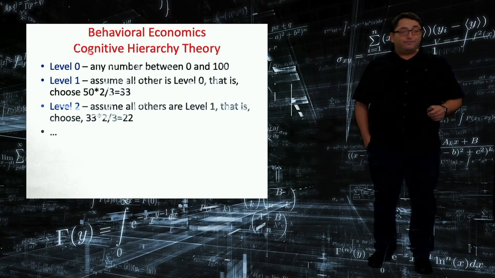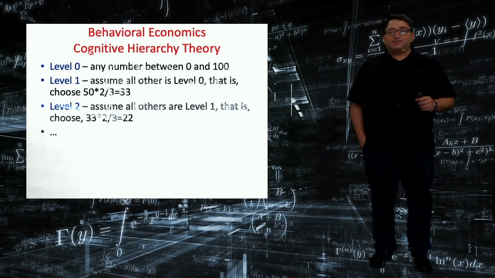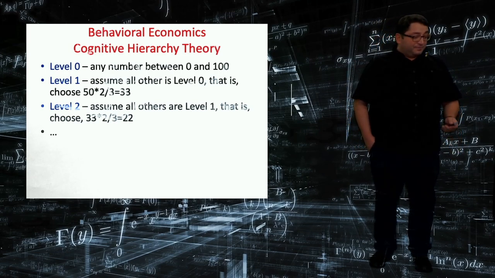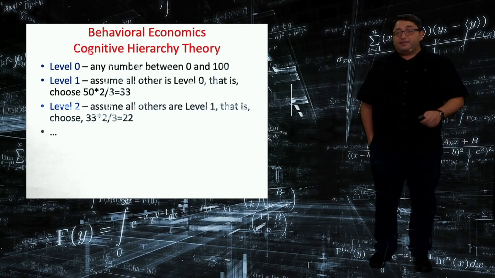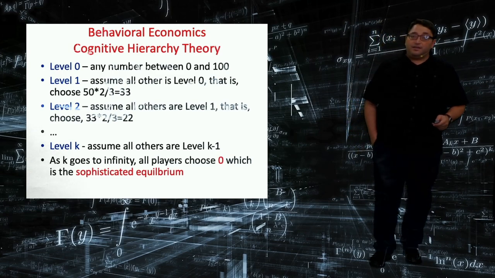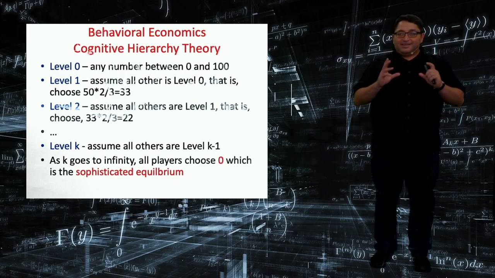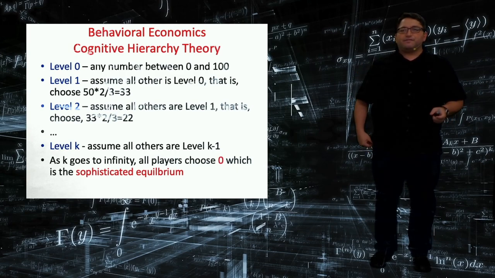A couple of days ago, I had a game theory class, and the winning number was exactly 22. So the second level of rationality was perfect in order to win this game. So what about the standard answer according to iterated elimination of dominated strategies, which we did just a minute ago? We go further and further, all the way to zero, which is the same as the sophisticated equilibrium. So this game provides a very nice outline that we can model rationality and irrationality according to different cognitive hierarchies.